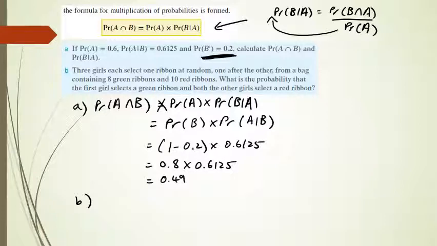What is the probability that the first girl selects a green ribbon and both the other girls select a red ribbon? For the first one, we want a green one, where we have 18 in total, so it's 8 out of 18. The second and third are red ribbons, so we have 10 at the start. However, we've selected one of the green ones, so now we have, not 19, we don't add more, we subtract one, 17. And then we have 9 out of 16. Then doing some multiplications, we get 5 out of 34.